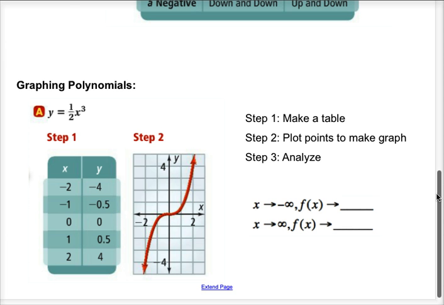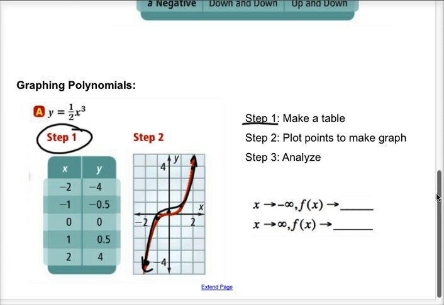Now, the traditional way, the long way of doing this, is to make a table, okay? So step one, they would ask you to make a table. Start choosing some x values, plug those in to get the y values, okay? After getting those points, you would actually plot those points. So you get that point there, that point there, and there, and there. And that gives you enough information to sketch the curve, okay?